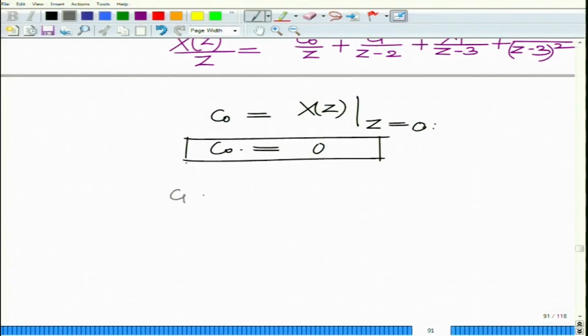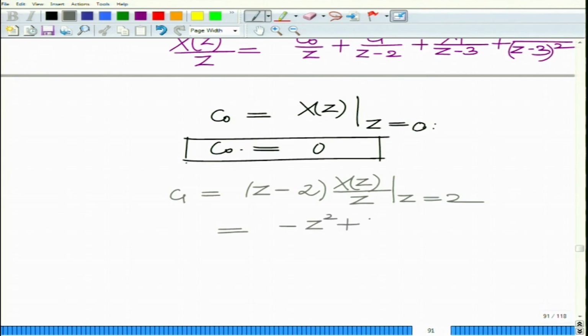Now, C1 is also relatively simple to find. C1 equals z minus 2, this corresponds to the simple pole, that is a pole of multiplicity 1, times X(z) over z at z equals 2. This is basically minus z square plus 5z minus 5 divided by z minus 3 whole square evaluated at z equal to 2.